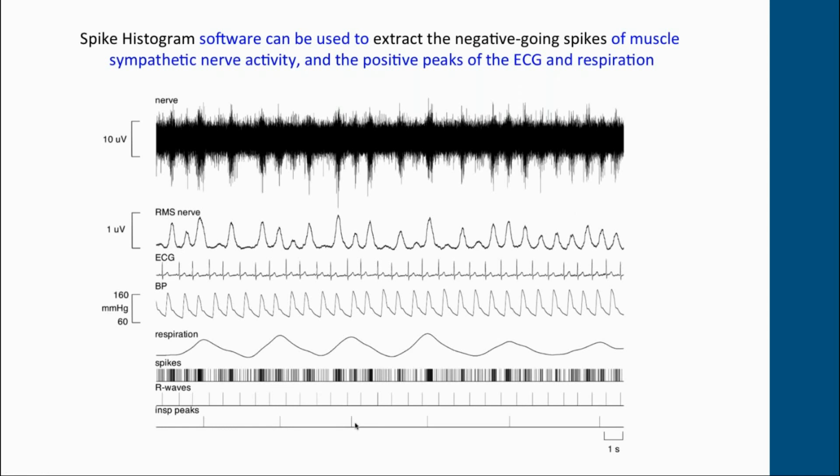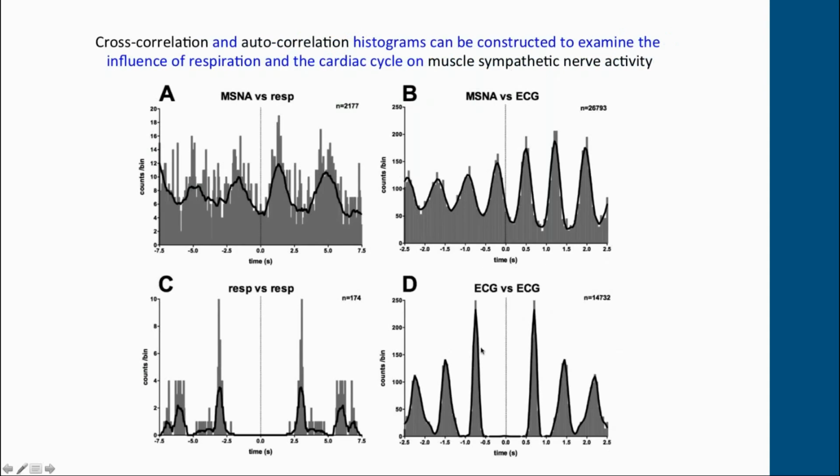So we can look at the timing of the sympathetic spikes as a function of the timing of the R waves and as a function of the timing of the inspiratory peaks. And this is shown here. If we look on the right panel, just in panel D, time 0 here for all panels represents the time at which the event occurs. So here, this is the first R wave, and this on the right shows the timing of the subsequent R wave and the following R waves to the right and the preceding R waves to the left.